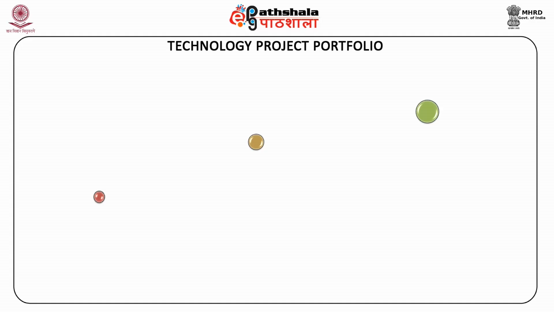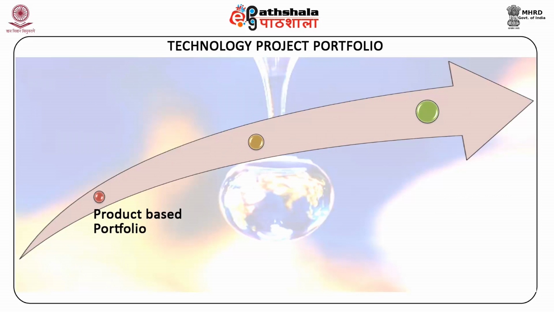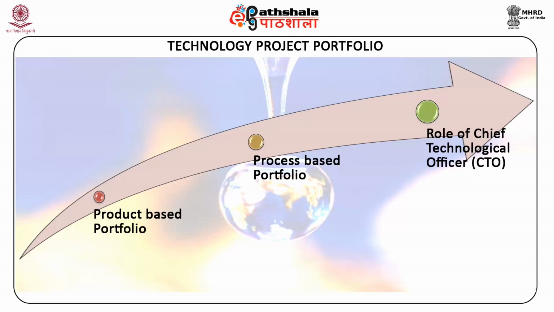The technology of a project is either based on the product that is output of a particular project or based on the process technology that is put to use to get the desired outputs from the project. Product based portfolio, process based portfolio, role of Chief Technological Officer, that is CTO. The first is product based portfolio.